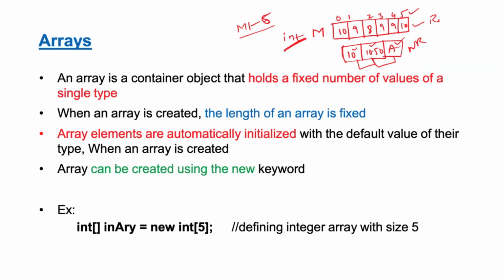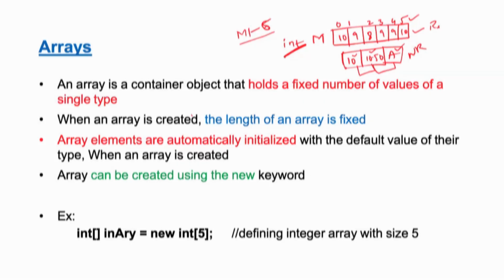An array is a collection of related data items that are held in a common memory location sharing a common name. That is the definition of an array. Clear? When an array is created, the length of the array is fixed because we are creating static arrays here. We also have dynamic arrays that we will see further.